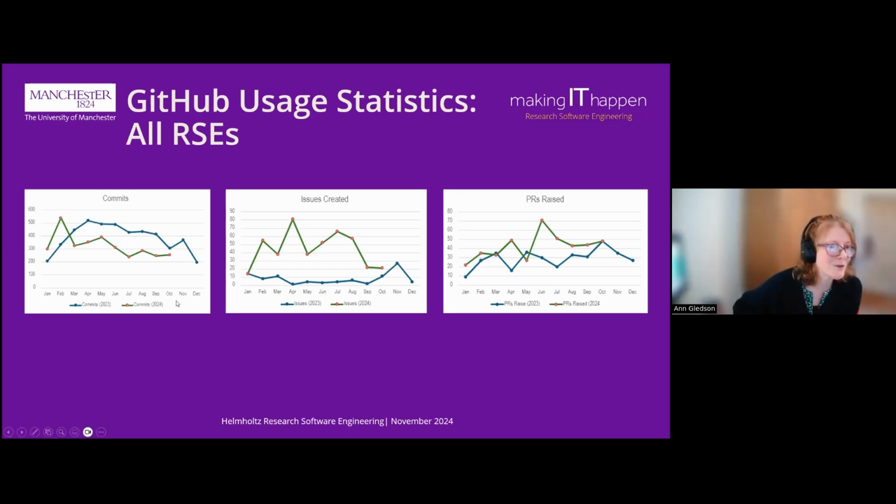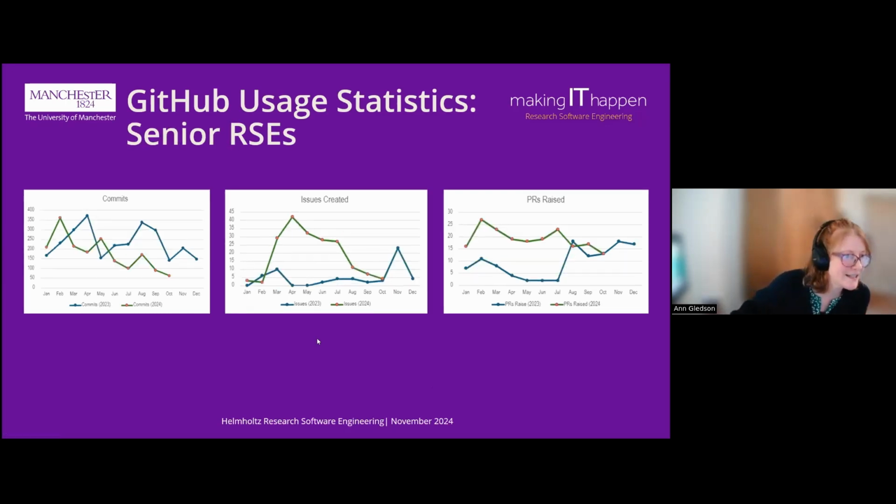So for all our RSEs, sorry the colours aren't very different, but the green is 2024, so it looks like the commits are a bit less in 2024 than 2023, which is the blue. Issues created, the green is that top one there, so more issues created, and more PRs raised this year. We did the big training course in April. We did the first dry run where about 5 or 6 RSEs did the course in January, so I guess there's a bit of a spike there, and then from then on it's higher. But that's all RSEs.